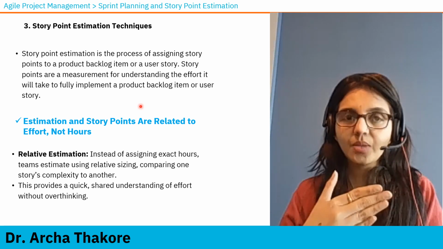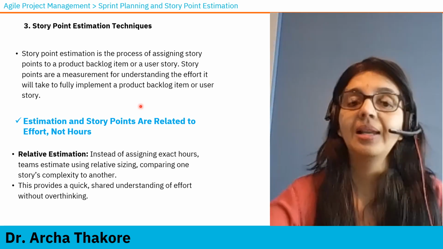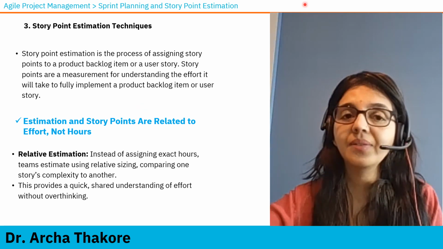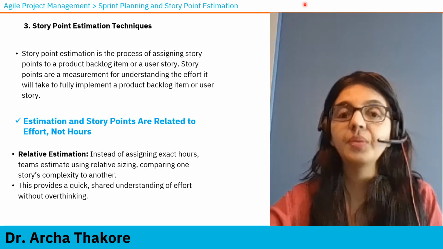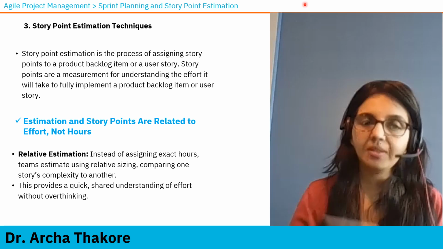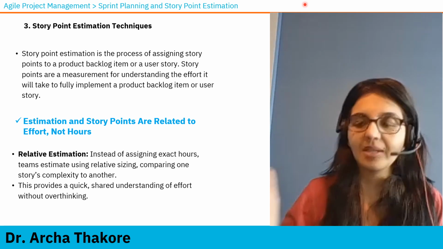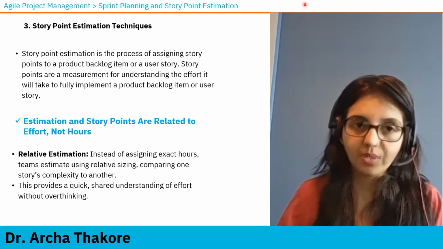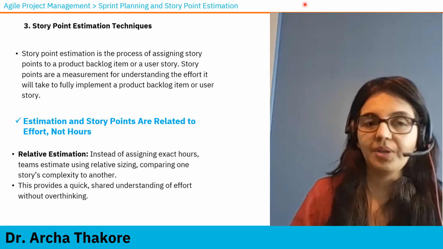It takes into account a lot of things like risk, complexity of the work, amount of work it will need, and uncertainty. So these are the three things that the team keeps in mind and assigns a point to a user story, which means how much effort it will take.